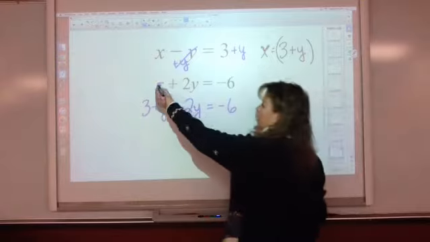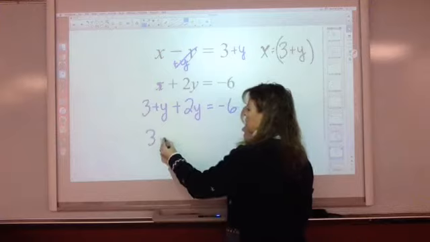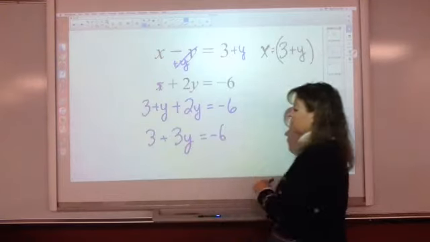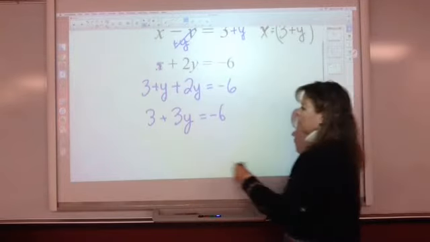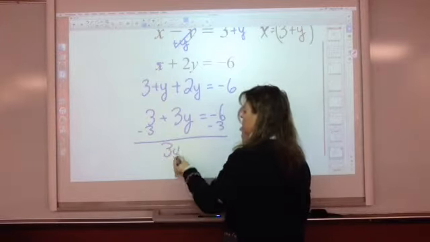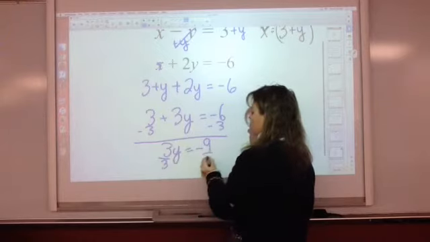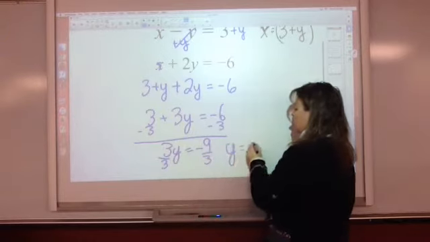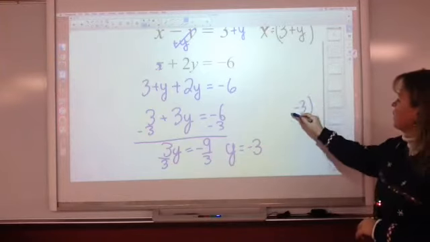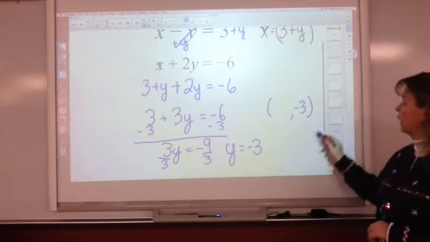Due to the fact that there was not a coefficient here, we get to skip the distributive property, go right to like terms. 1y plus 2y is 3y equals negative 6. Minus 3 from both sides, you get 3y equals negative 9. And divided by 3 on both sides, y equals negative 3. Take that negative 3 and make sure you put it in the back of your ordered pair so it's in the correct spot with the y.